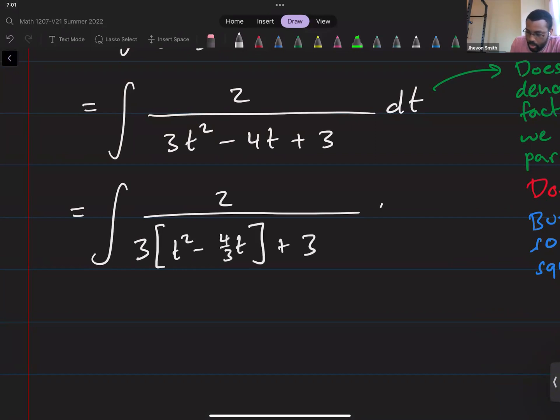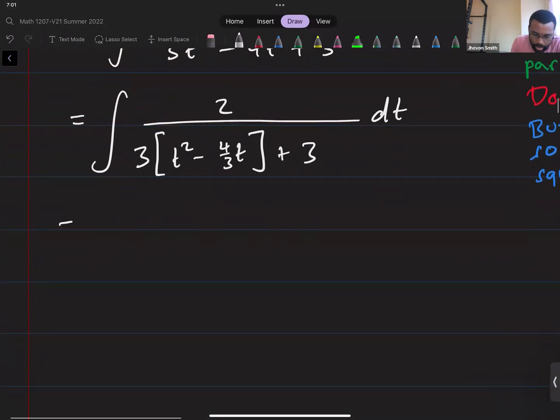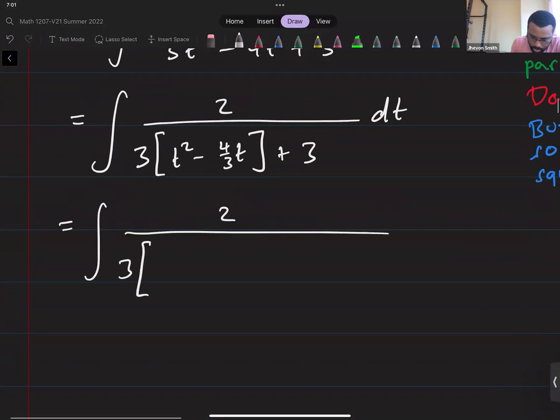And I want to complete the square inside those parentheses. So remember how completing the square works? You add and subtract something. So you add half the coefficient of the linear term. So that's just 2/3, and you square it. And of course, you have to subtract that again because you just added something that wasn't there.